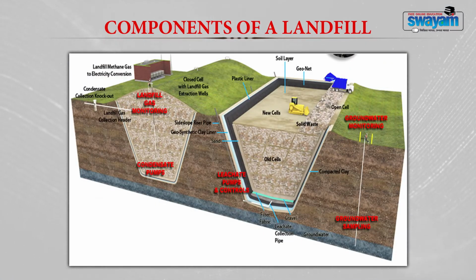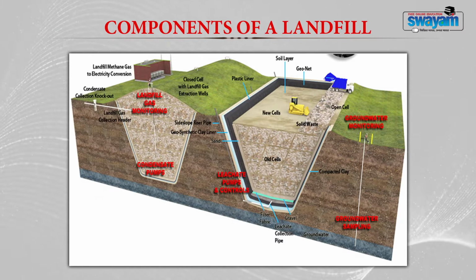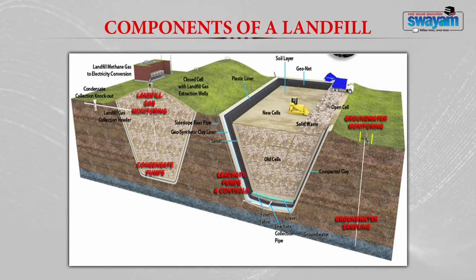You can see how in an area the soil is trenched out and then lined with the liner material at the bottom, and then the waste is loaded in a systematic manner or in discrete cells. In one cell it will cover every day's waste collection. So, old cells are those which are deposited before a certain period, and the new cells will be in recent times. You can see how a truck comes and dumps its waste, and then cell by cell the waste is dumped or loaded.